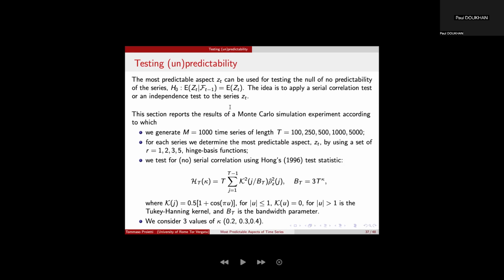The square is not supposed to be there, so that's a typo. These are the autocorrelation of ZT, and this is a kernel. The square is there. Now that's okay. The square should be there. This is a kernel KJ, and so on and so forth.